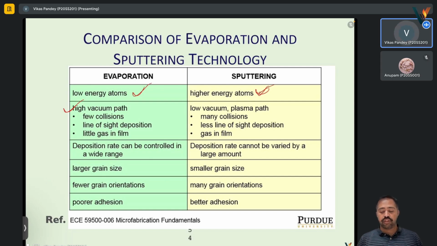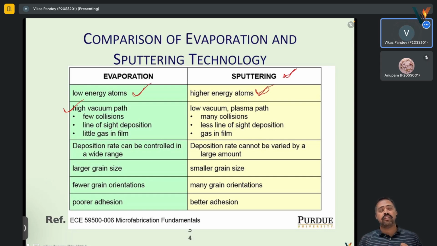Whereas if we are talking about sputtering, it is having high energy. Since we are using plasma, it is being hit, so it will deposit with a high energy. Low vacuum is required, plasma bath. Here, collision is much more compared to evaporation. Line of sight is not necessary because there will be some deposition outside line of sight also. There are chances of gas in the film.